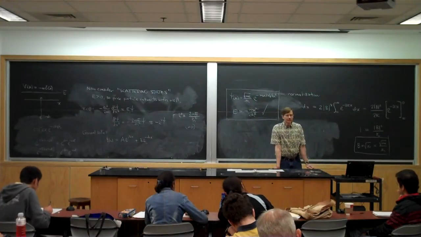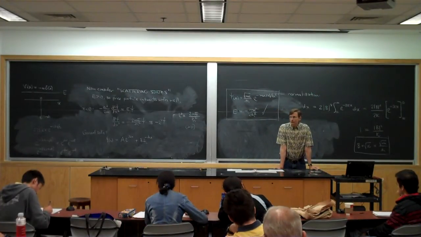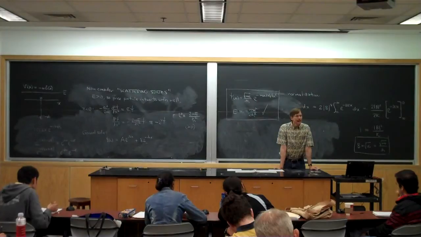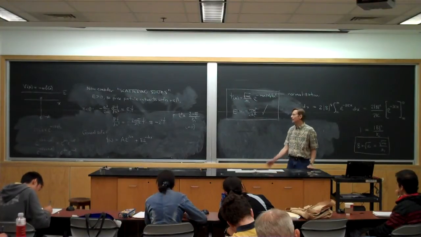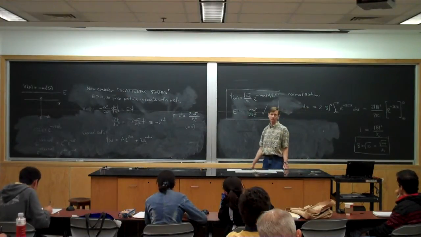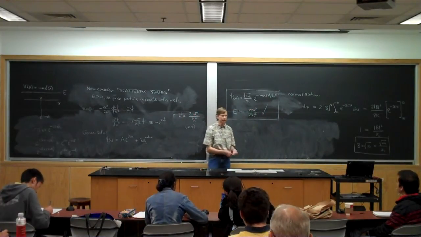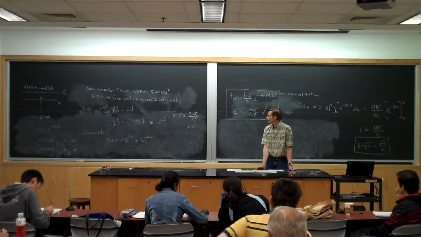Remember that there's a theorem that says that in one dimension you can always choose the space part of the wave functions to be real, but it doesn't say you have to. And here's a case where it's more convenient to not use the real forms. So we're choosing the complex forms here. So A e to the i kx plus B e to the minus i kx.